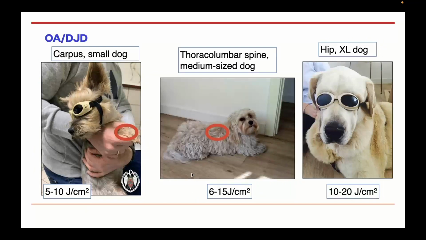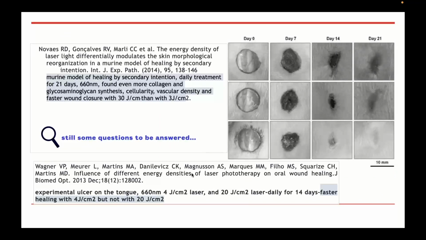If we take degenerative joint disease as an example of treating chronic deep conditions, the average dose, to make things more simple, is probably around 10 joules per square centimeter, although for a very small dog, we probably need less. And on the other hand, for the hip of a large dog, we will try to get somewhere between 10 to 15 joules per square centimeter.